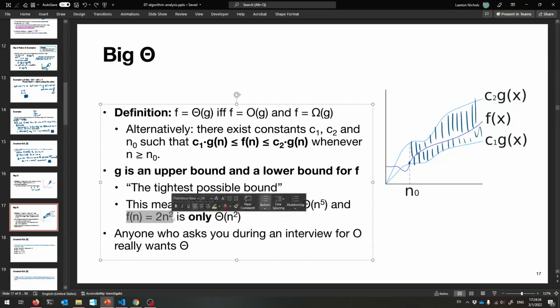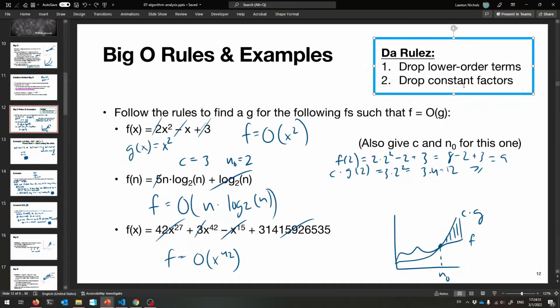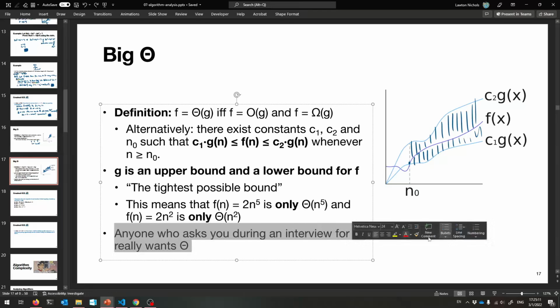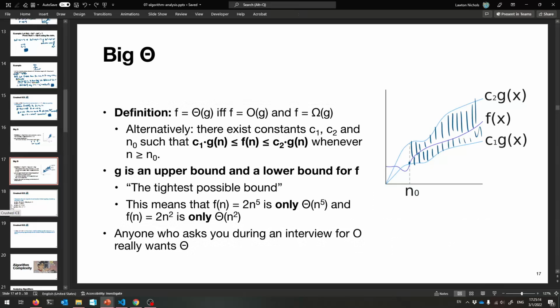Same with this one. If f is 2n squared, then it's big theta of n squared only. That's the only way you can have, for carefully chosen constants, to be sandwiching this function on both sides by something. Okay? And this is really why these rules aren't really giving you big O. They're more accurately giving you the big omega form of that function, right? Because for big O, you can always just pick something bigger. Like, it also works for x cubed here for big O. But for big theta, it's forced to be x squared. All right? I hope you see that. So, yeah. Anybody who's asking you in an interview for the big O of a function, they really want big theta. All right? So that's that.